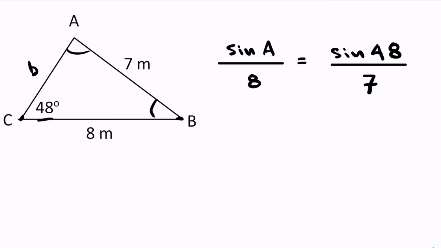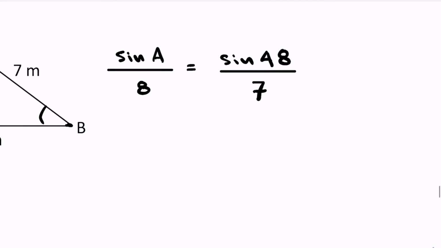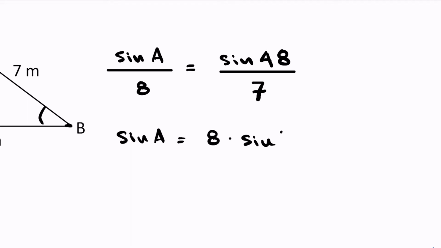Notice how I've used all the information given in this question in order to get my first equation, because I can't use the B here, because I don't know them. So once I have this, I can rearrange it and solve for sine of A. So I'm going to have 8 times sine of 48, all divided by 7.